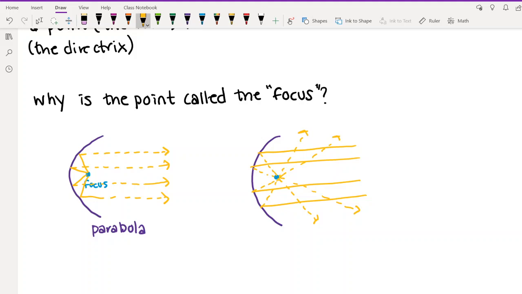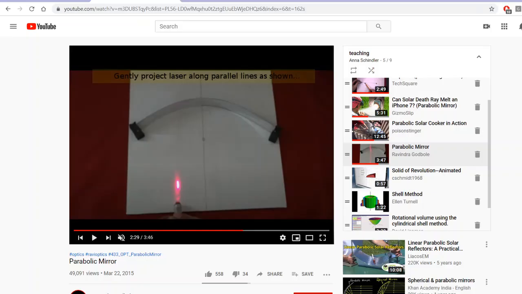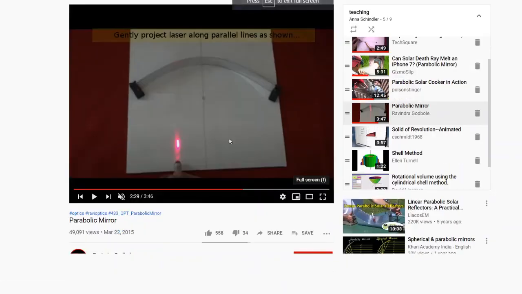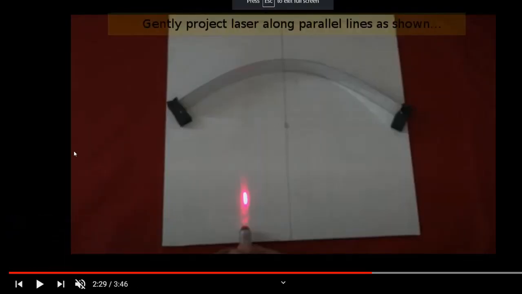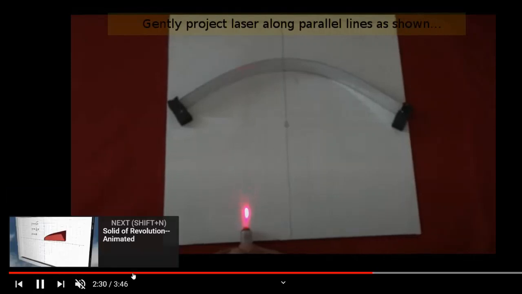So let me pull that up. The first one we're going to look at is a piece of metal that has been bent into a parabolic shape. This person is shining a laser, like a laser pointer, directly at the reflective surface. You'll see the focus is this point right here. You'll see that the lasers literally go right through that focus.